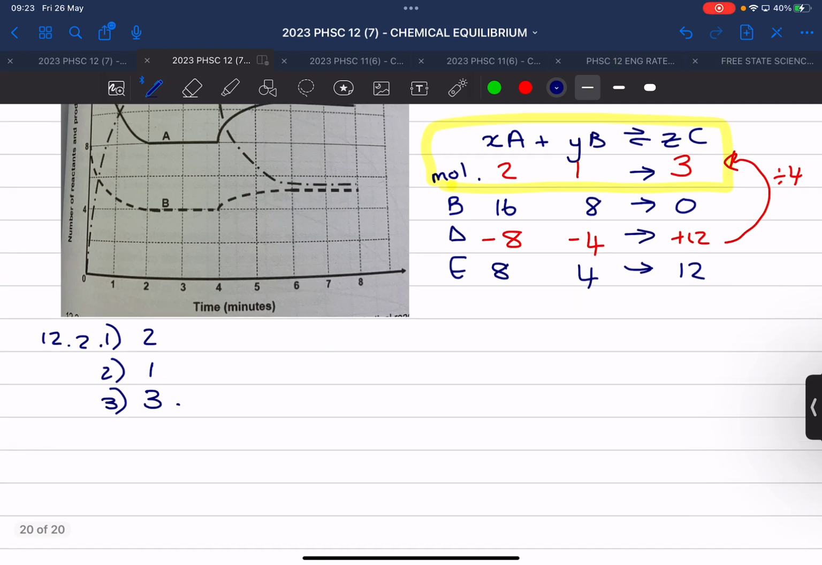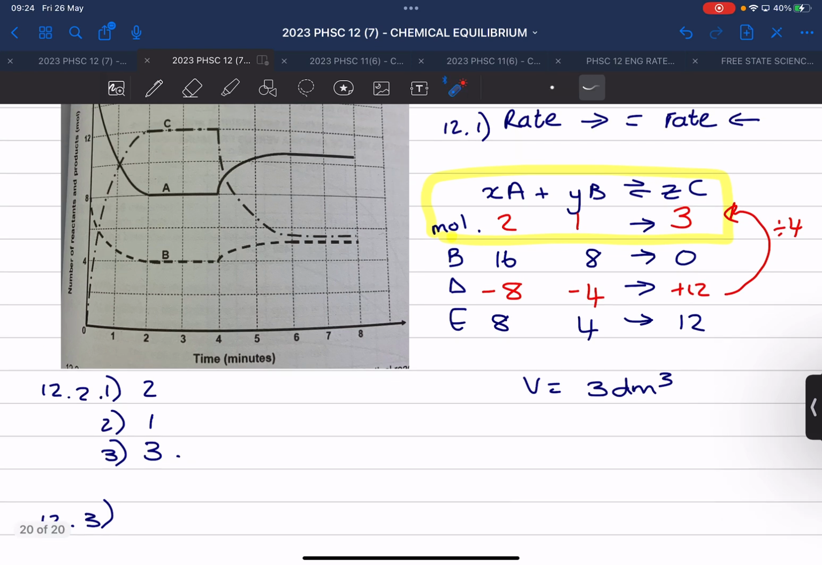Then they ask you question 12.3. Calculate the equilibrium constant for this hypothetical reaction at room temperature if the volume of the closed container is 3 decimals. So the volume is 3 cubic decimeters. Seven marks.